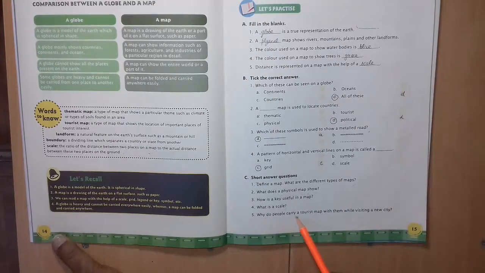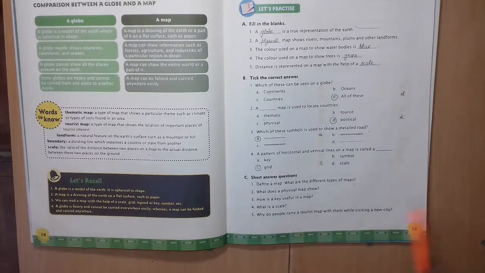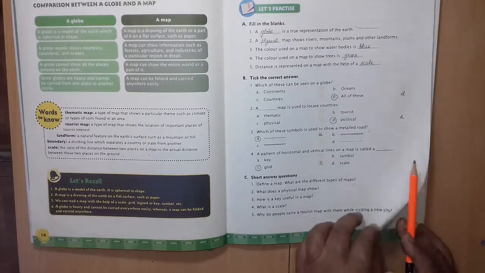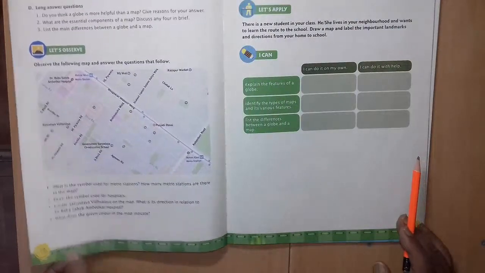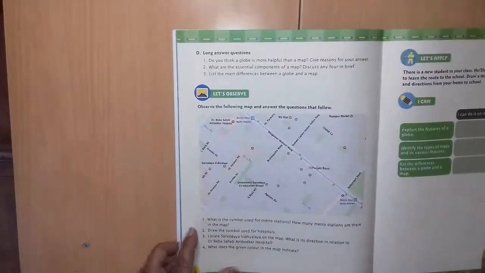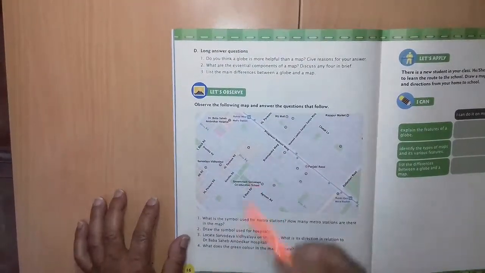Why do people carry a tourist map with them while visiting a new city? If you want to visit a new city, say New Delhi or Agra, and you are going for the first time and you visit the places there, you will be given a tourist map. Various places of tourist interest are given on the map. This is the completion of short answer questions. Now the long answer questions are given on the next page, 16th page.